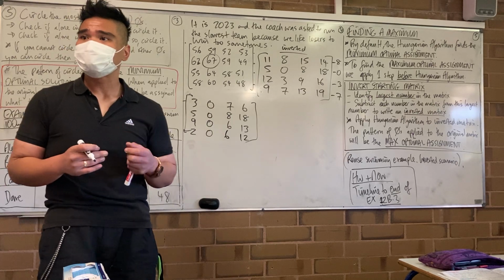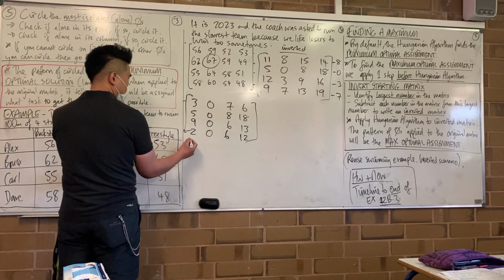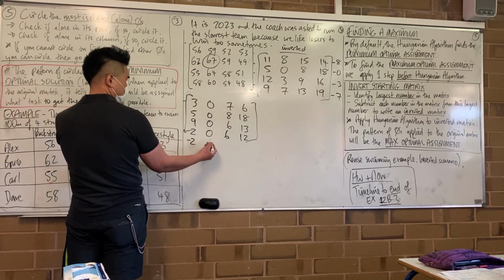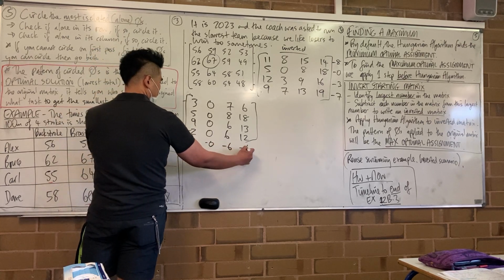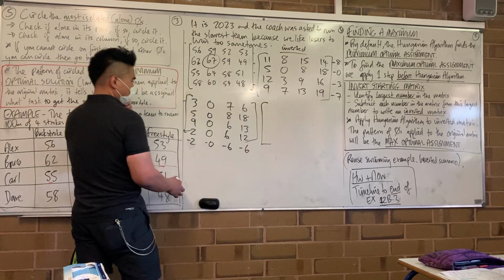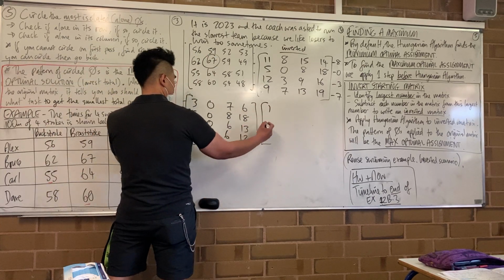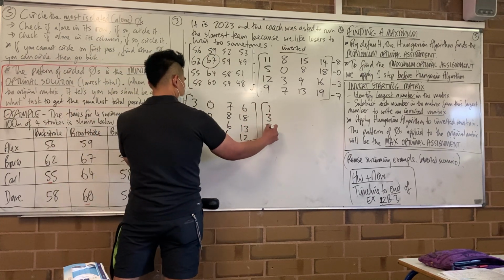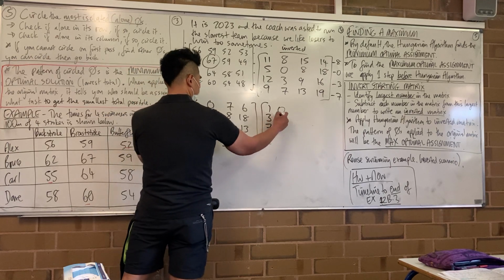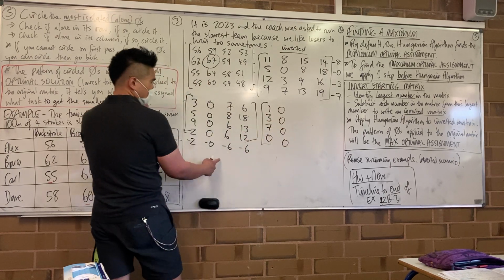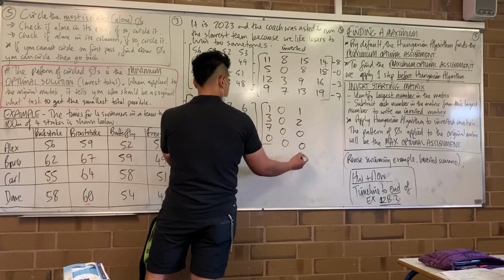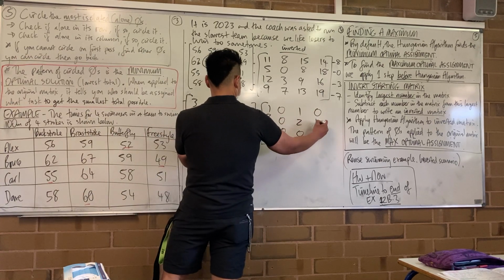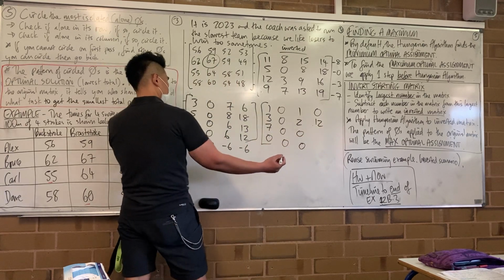What do I do now? Columns. Smallest number. 2. 0. 6. 6. Rewrite. 1, 3, 7, nothing, 0, 0, 0, 0. 6, 1, 2, 0, 12, 7.